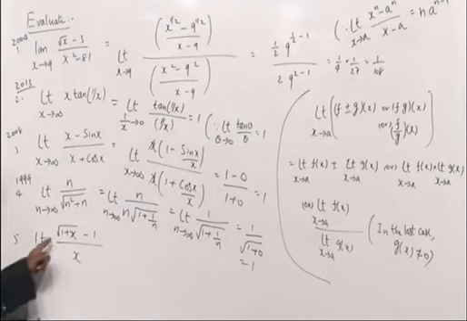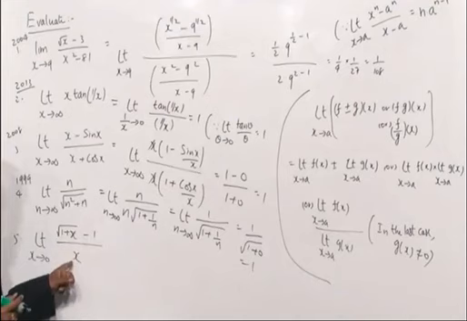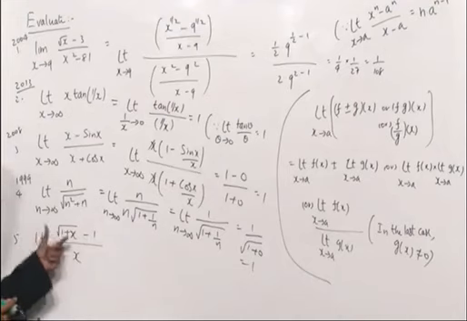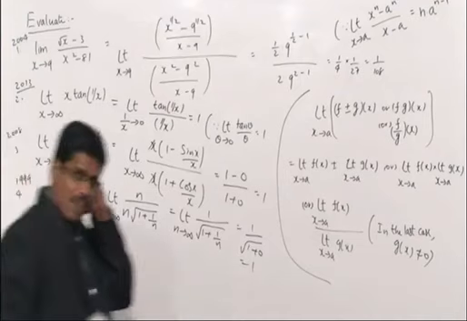Now coming to this problem, 1 plus 0, root 1 is 1, 1 minus 1 is 0, so it is 0 by 0. You can apply L'Hospital rule, or this problem I am going to do without L'Hospital rule. Some problems only. That is a rationalizing factor example. What is the meaning of rationalizing factor?